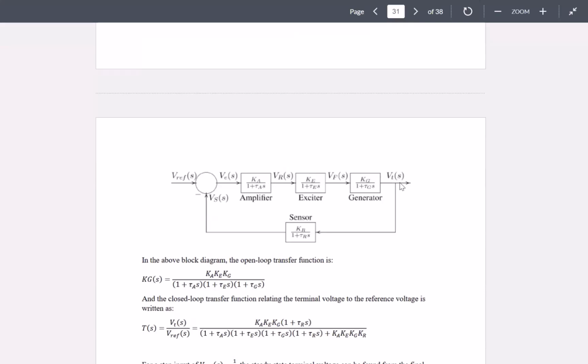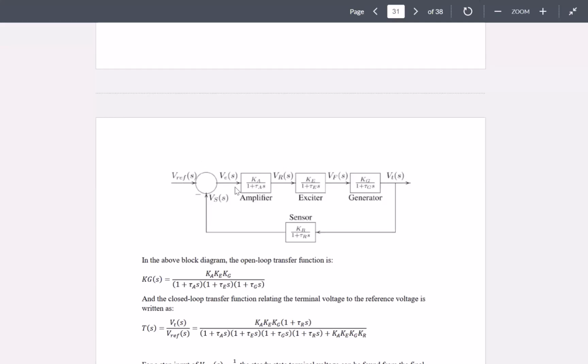One thing I want you to note is that since the model of the generator and all of these components that we are considering in this loop are linear models, then we will not need to linearize the system anymore. We can directly work with the models as is without linearizing them. That's why you don't see deltas in here. You see the values themselves.